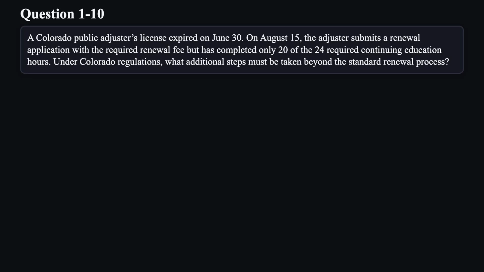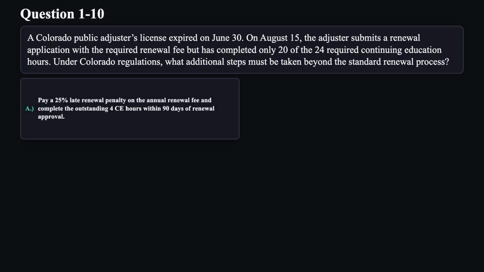Question 10. A Colorado public adjuster's license expired on June 30th. On August 15th, the adjuster submits a renewal application with the required renewal fee but has completed only 20 of the 24 required continuing education hours. Under Colorado regulations, what additional steps must be taken beyond the standard renewal process?